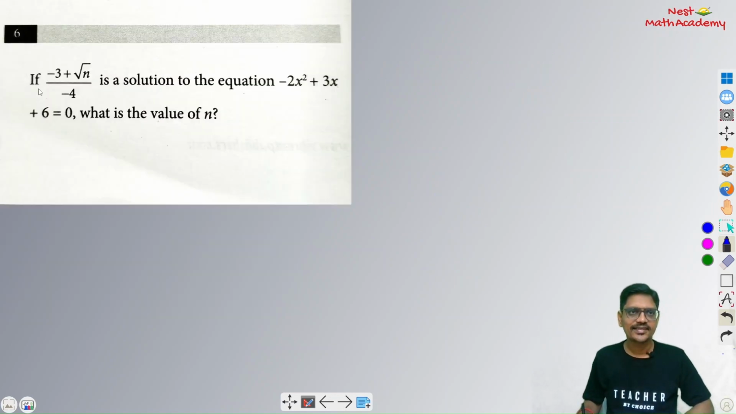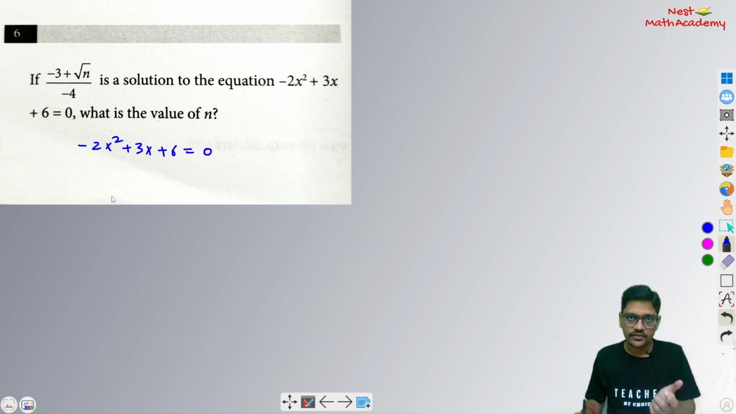Question number 6. If minus 3 plus square root of n divided by negative 4 is a solution to the equation, what is the value of n? Given is a quadratic equation, negative 2x squared plus 3x plus 6 is equal to 0. So we need to use the quadratic formula to solve it.